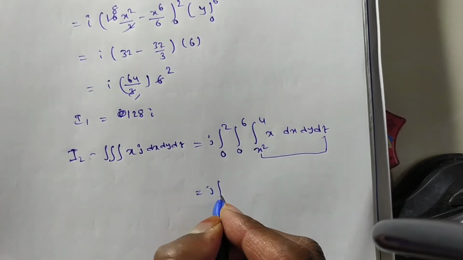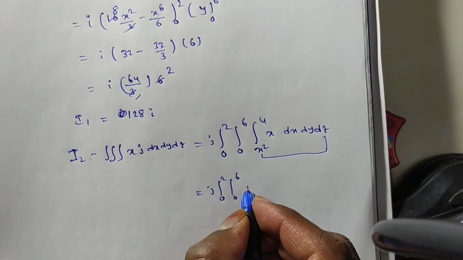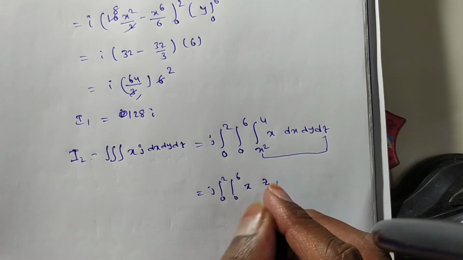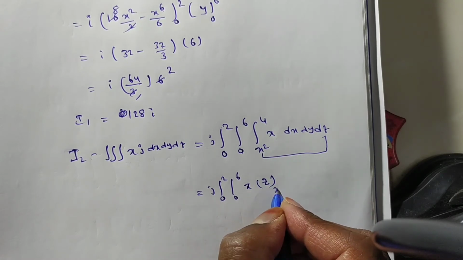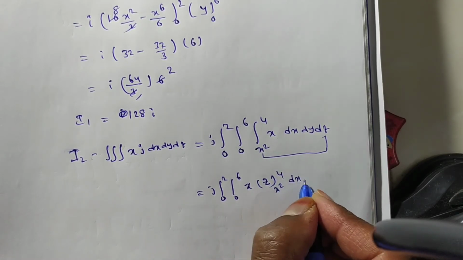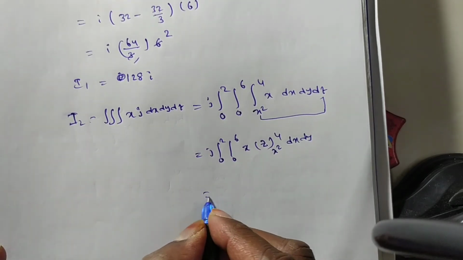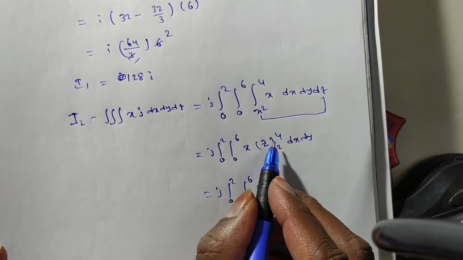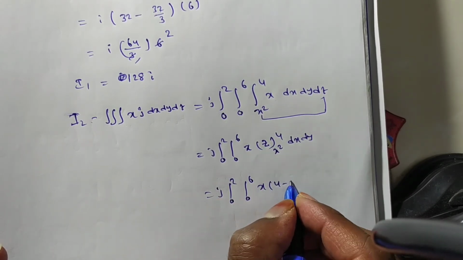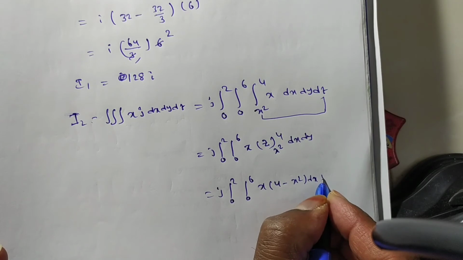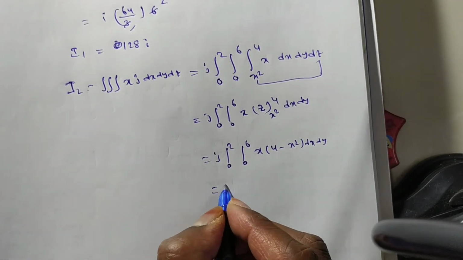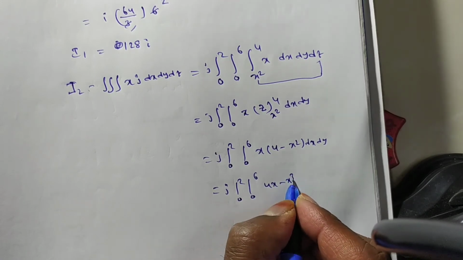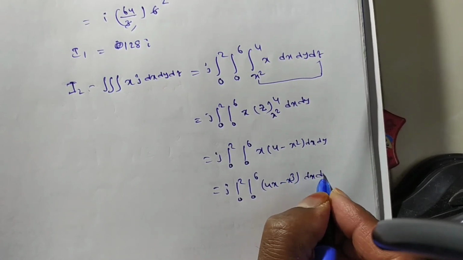Now j times the integral 0 to 2, integral 0 to 6. Here x is constant with respect to z, so the integration with respect to z gives x times z, that is x squared to 4, with dx dy as the remaining terms. Substituting the upper limit 4 and the lower limit x squared, and multiplying x inside, we have the integral 0 to 2, integral 0 to 6 of 4x minus x cube, dx dy.